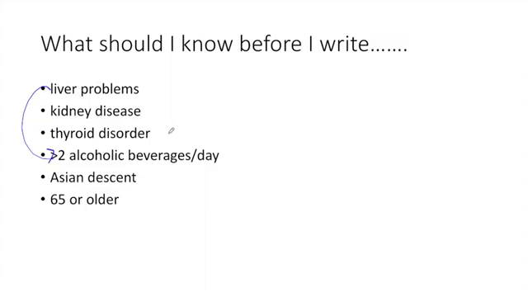Thyroid disorder, poorly controlled hypothyroidism can also cause problems with cholesterol and utilizing your medications. The Asian descent is related to metabolism, and you have a genetic predisposition to not do well on statins. And then 65 or older, you be very careful with the elderly population, but they're very much indicated.